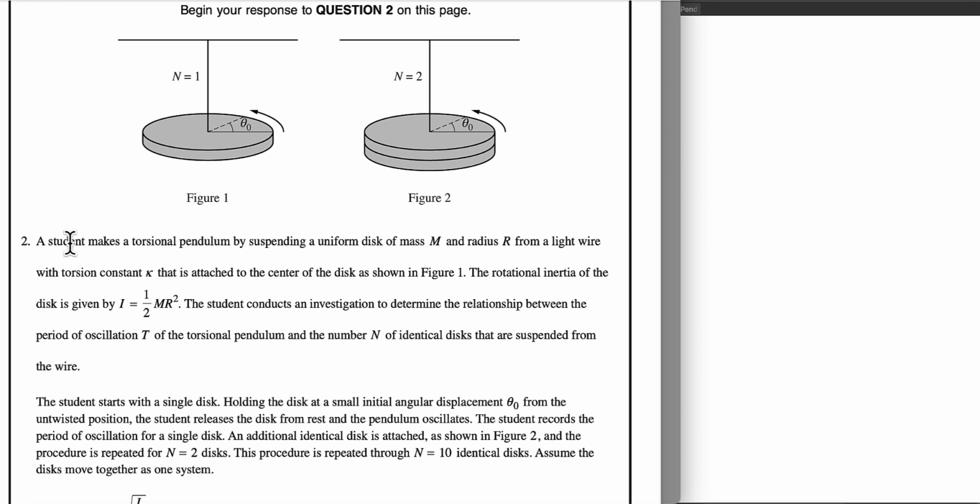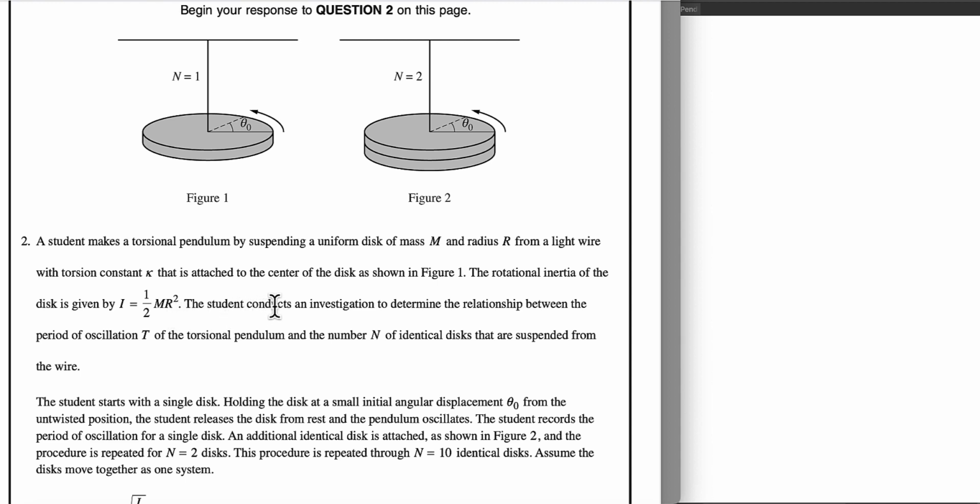A student makes a torsional pendulum by suspending a uniform disk of mass m and radius r from a light wire with torsion constant kappa that is attached to the center of the disk as shown in figure 1. So that's this figure here, only one disk. The rotational inertia of the disk is given by I equals 1/2 mr squared.